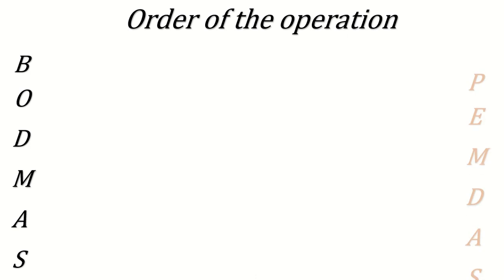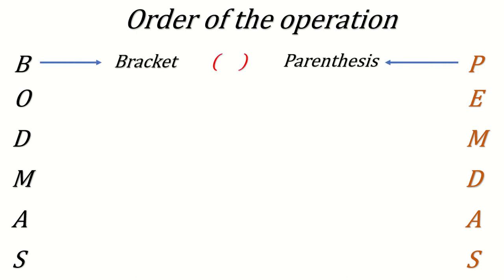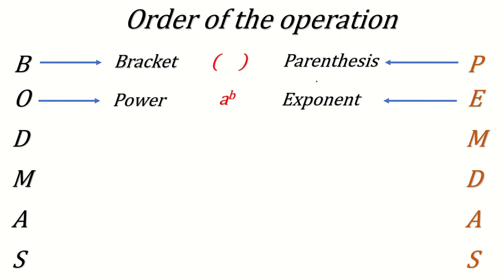Basically we follow two types of orders. For the UK curriculum we follow the BODMAS rule, and for the US curriculum we follow the PEMDAS rule. Both are the same. You just need to understand the meaning of their letters in a proper way. I'll try my level best to explain this in a very easy manner. B stands for bracket and P stands for parenthesis. Both are the same.